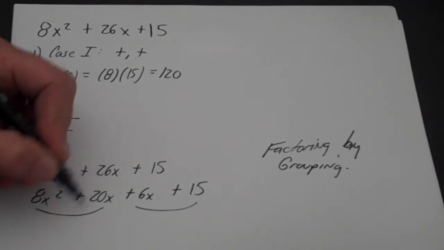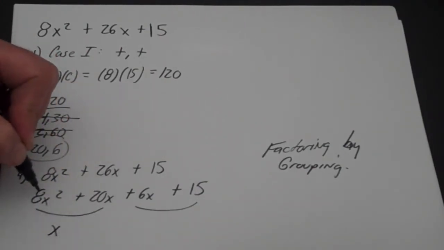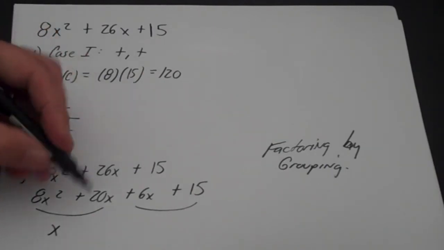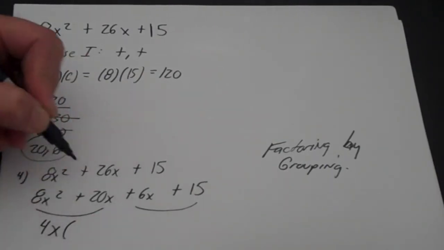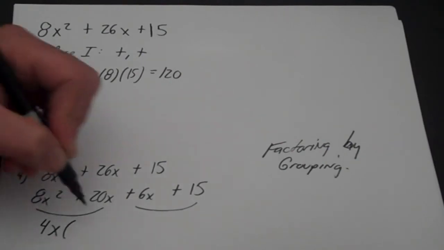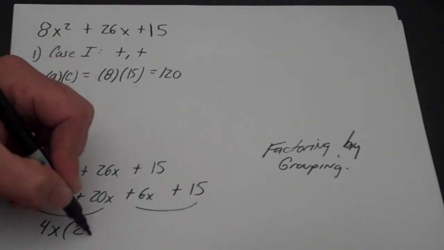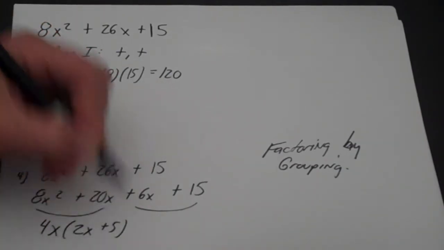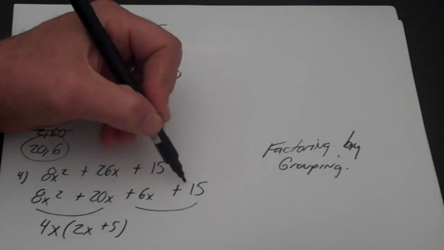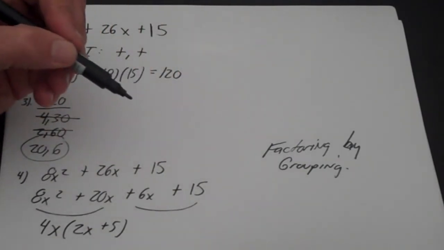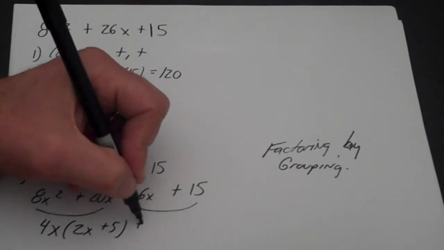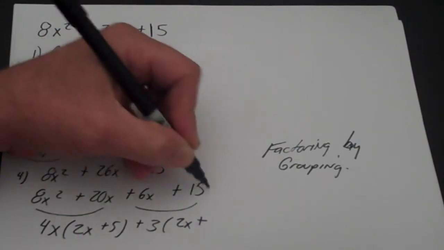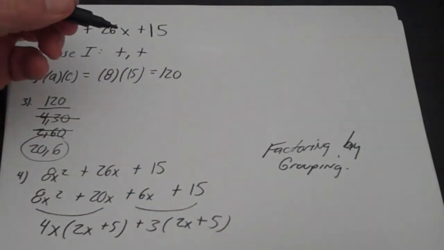8x squared and 20x, they both have an x, and you take the largest number that goes into 8 and 20. Let's see, I think that would be 4. You divide: 8 divided by 4 is 2, x squared divided by x is x, 20x divided by 4 would be 5. Now you look at 6x and 15. The largest number that goes into both numbers is a 3, and then you divide each number by 3, you get 2x plus 5.